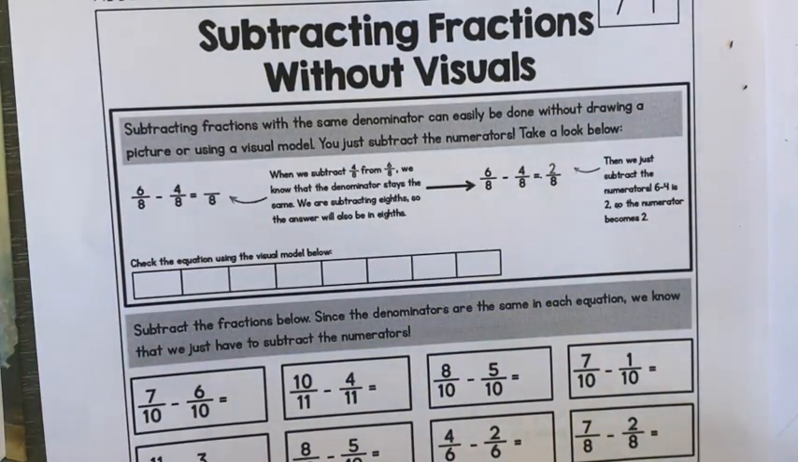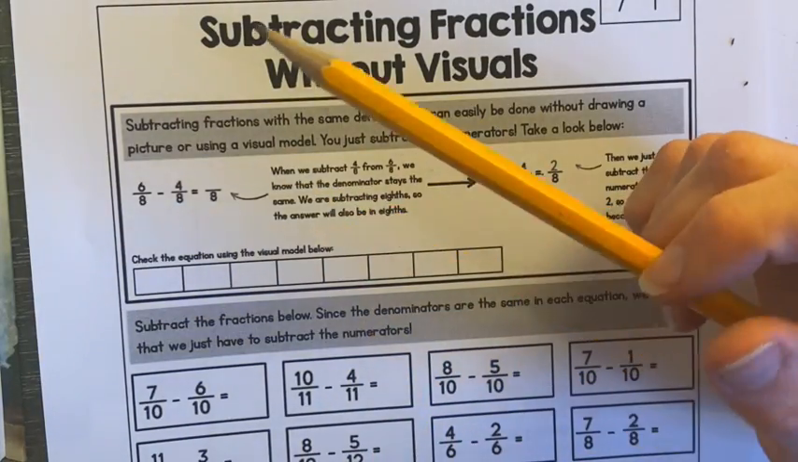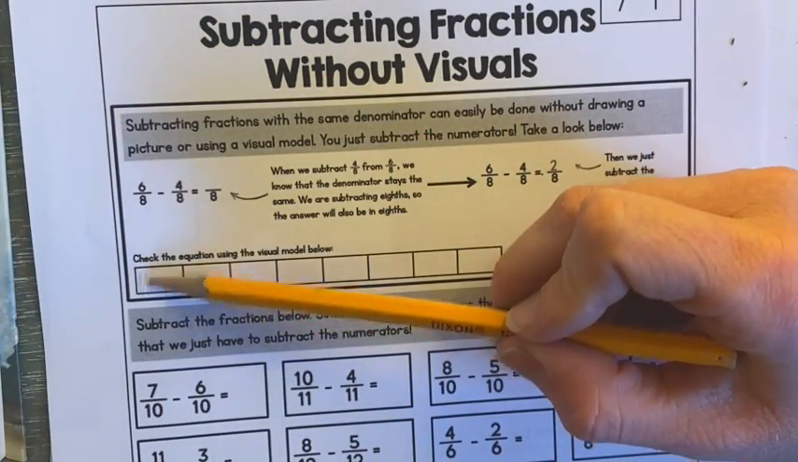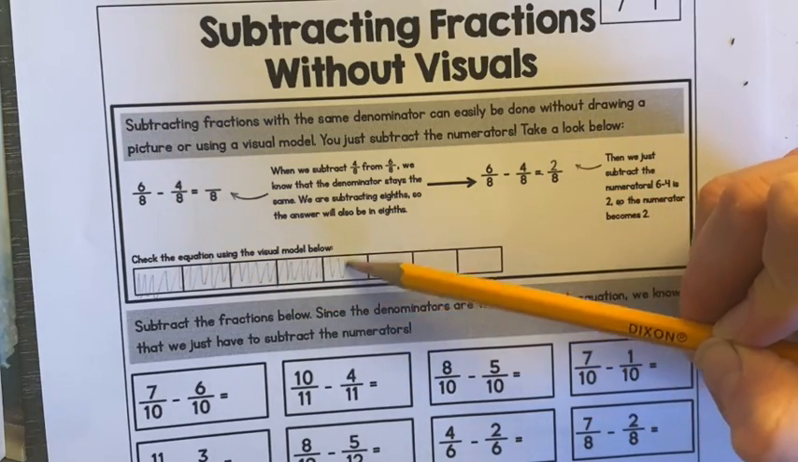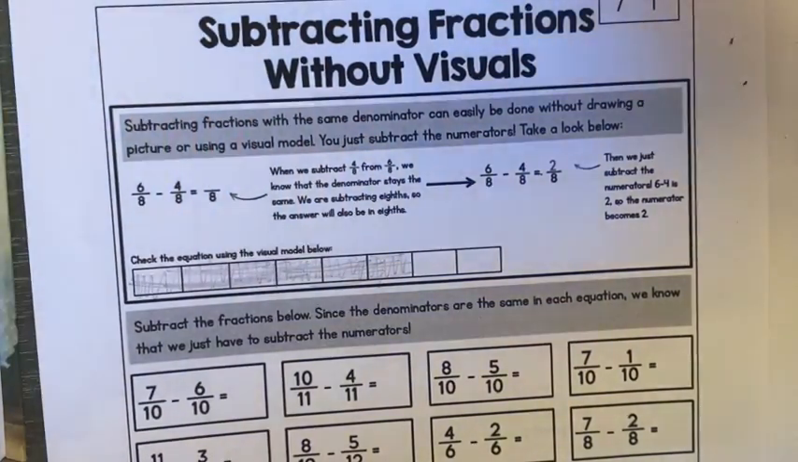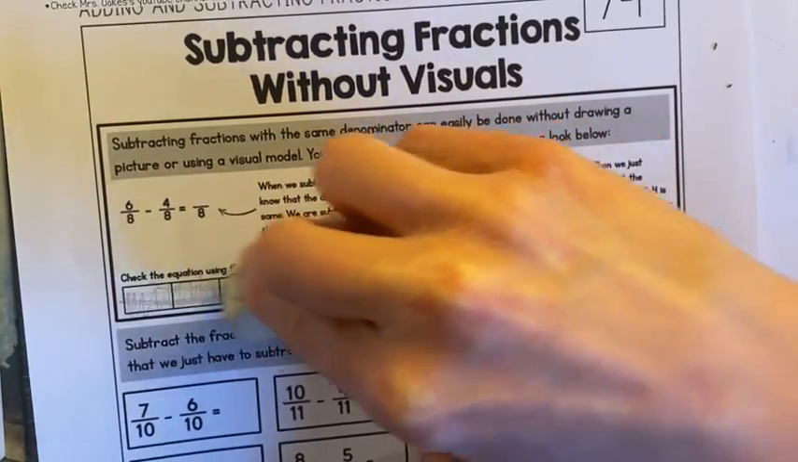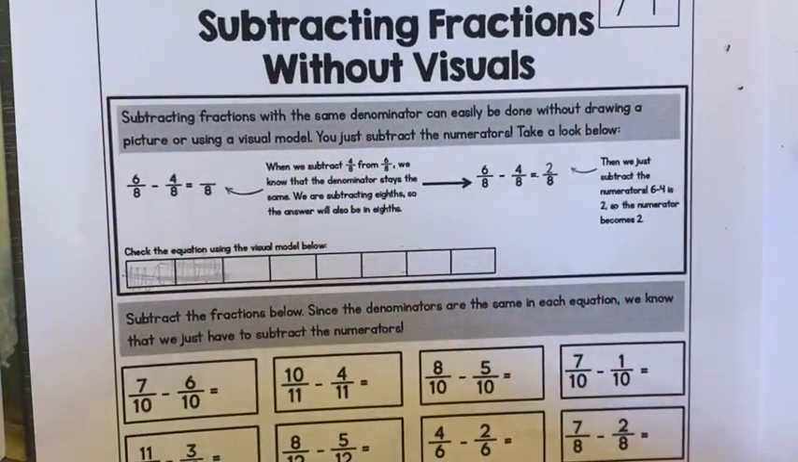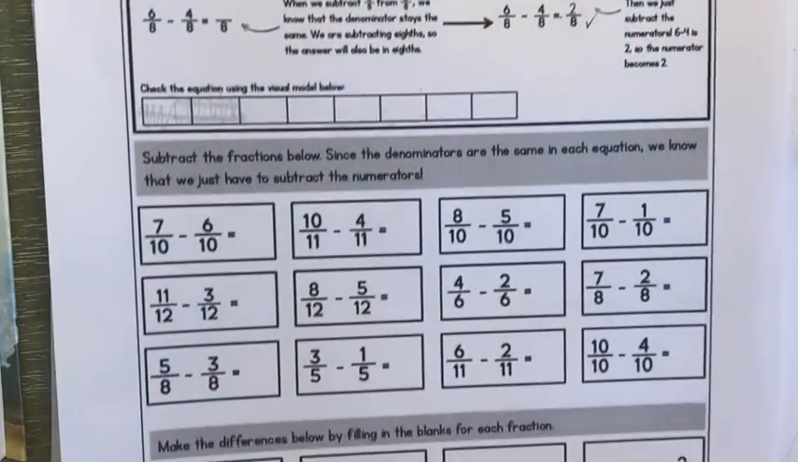Okay? So now it's saying check the equations using a visual model. I've learned for subtraction I need a pencil. So we're going to start with 1, 2, 3, 4, 5, 6/8. So hopefully that's easy to see on camera. And I'm going to subtract 4 of those. 1, 2, 3, 4. Okay. And I have 2/8 left. Yes, that is correct. Now let's move on to here.